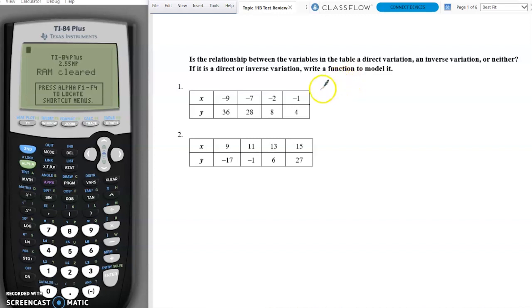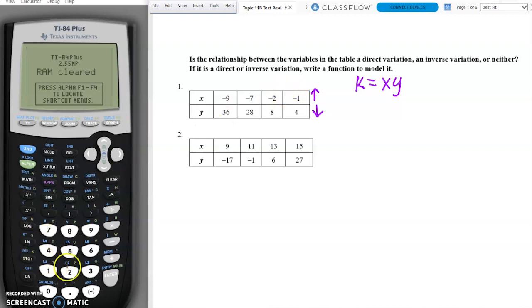So if we look here at our x values, you notice we're going from -9 to -7 to -2 to -1. So this is increasing, okay? But if we look at our y values, we're going from 36 to 28 to 8 to 4. We're actually decreasing. And so, since they're going in opposite directions, we're going to check for inverse variation. To check for inverse variation, we're going to use the equation k equals x times y. All right, for inverse, it's x times y. And so what I'm going to do is we're going to multiply x and y together on each of these.